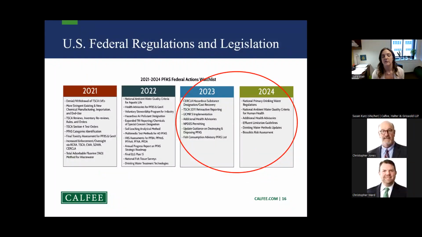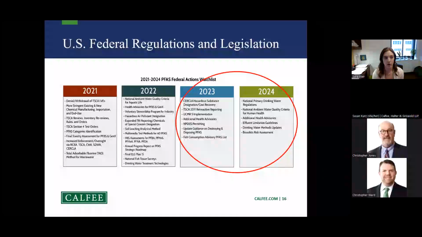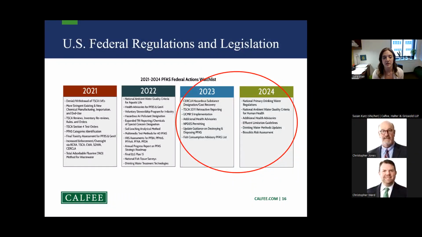Those are just some of the recent and significant highlights with respect to PFAS related U.S. regulations. As you'll note, this is an ever-changing framework, and we can look forward to additional changes in the next year or so, including changes to the NPDES permitting requirements, finalized drinking water standards, effluent limitation guidelines, and national ambient air quality criteria.